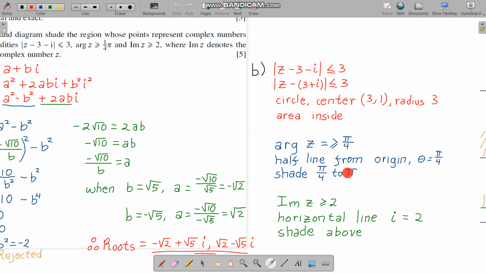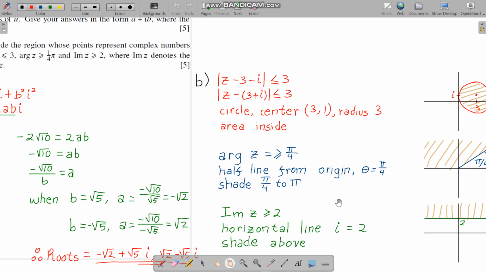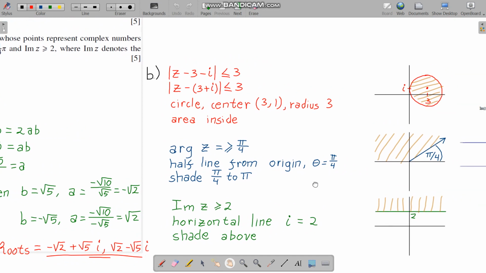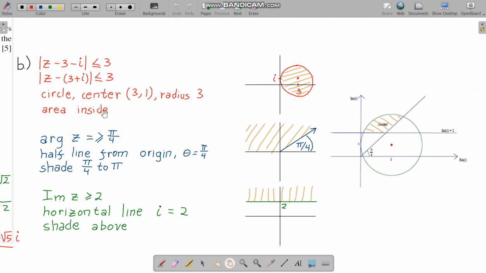from pi over 4 to pi because it's bigger than. And the imaginary part of z is bigger than 2, so that means it's a horizontal line, the imaginary part equals 2, so 2i. For the circle, this is the individual sketch here. For the circle, the center (3, 1), radius 3, and this is for the half line.